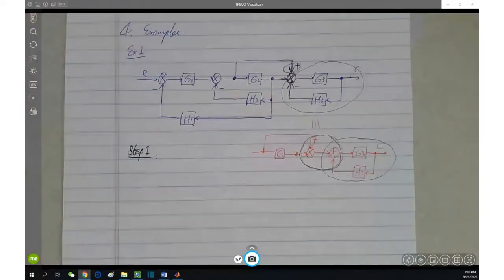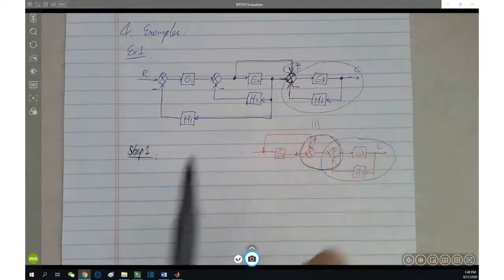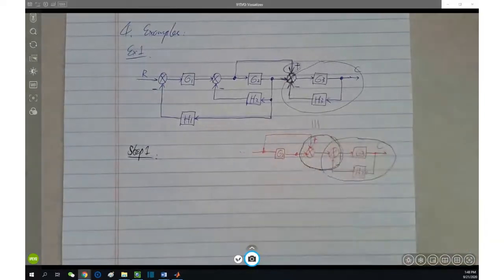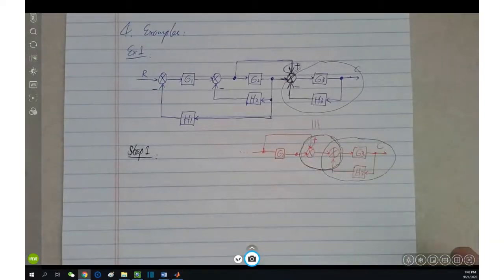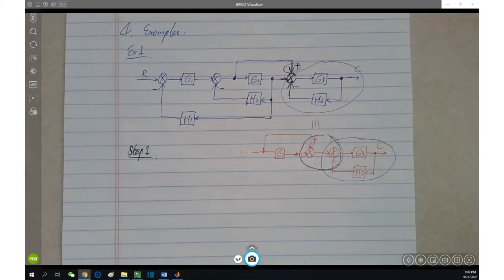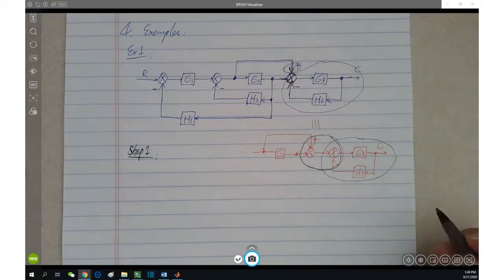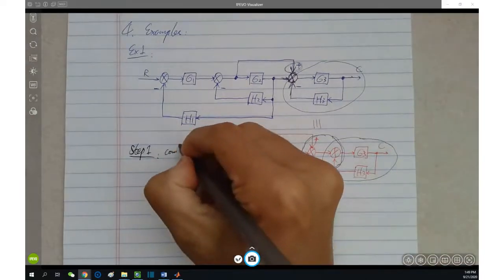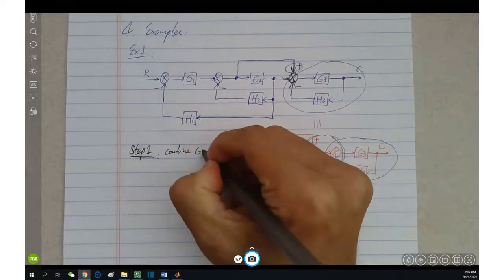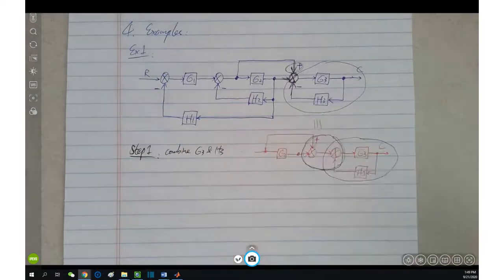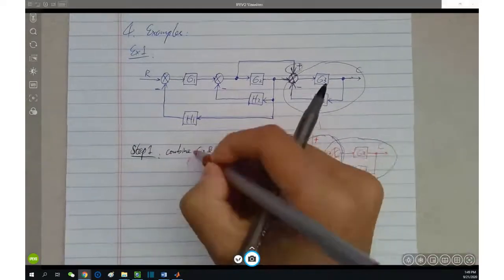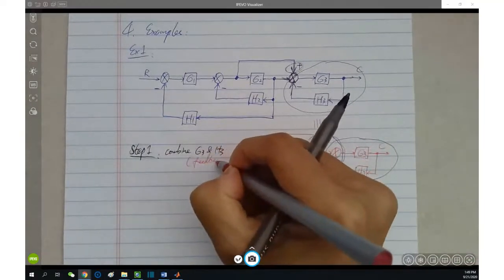You separate this, or say split this summing junction into two. Of course, you can do it. Plus minus equals plus and minus, of course, right? Because of that, you can do a combination between G3 and H3, right? So step one, what we do is combine G3 and H3. And then here, we write a note: we know this is actually feedback.